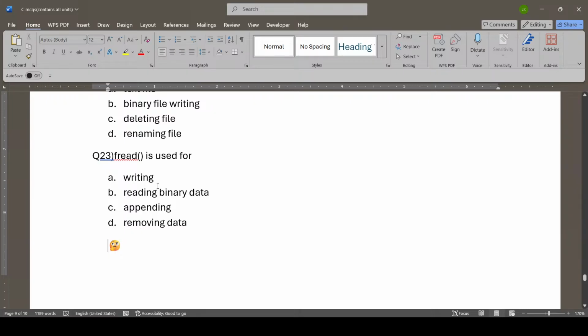So when we talk about fread and fwrite, they are popular for binary reading and writing. As the name says, read means we are going to read the data, which is for the binary. So the answer is 23B.